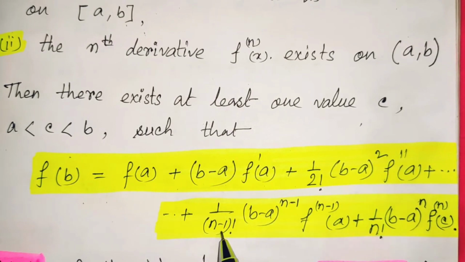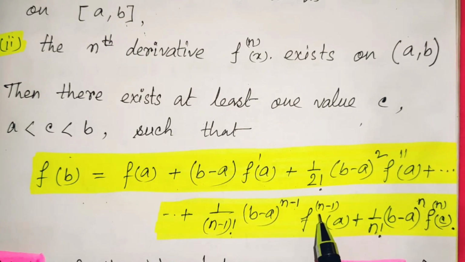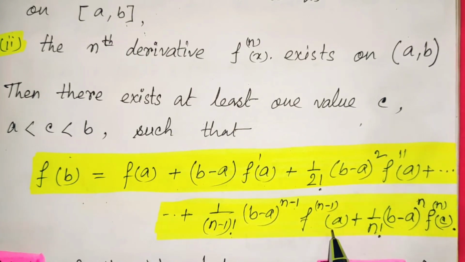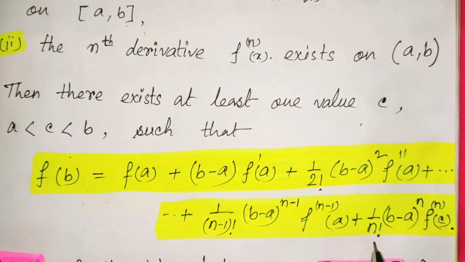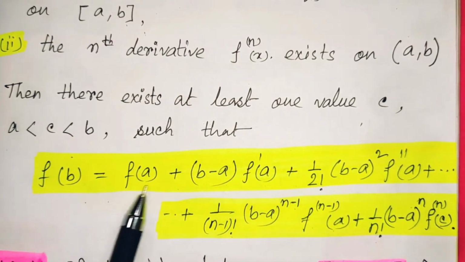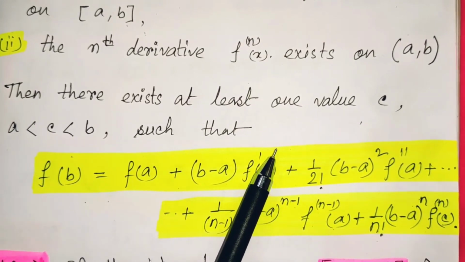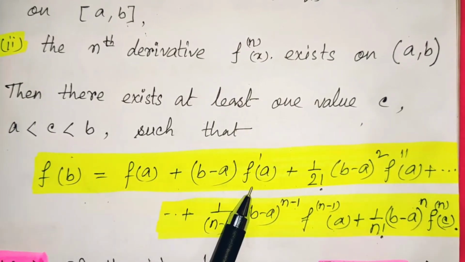The term previous to the last is 1 by (n minus 1) factorial into (b minus a) to the power n minus 1 into the (n minus 1)th order derivative at the point a, plus 1 by n factorial (b minus a) to the power n, and it is the nth order derivative at the point c, where c lies in between a and b. If we omit all those and consider only this portion, then this is nothing but the Lagrange mean value theorem.